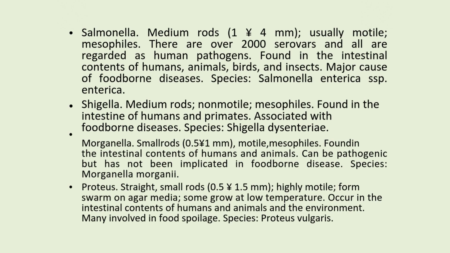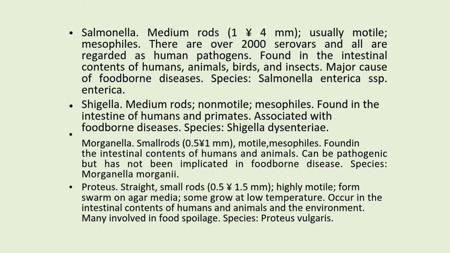A major pathogen is Salmonella. These are medium rods, usually motile and mesophilic. There are over 2,000 serovars, and all are regarded as human pathogens. They are found in intestinal contents and are a major cause of foodborne diseases. The species is Salmonella enterica ssp. enterica.